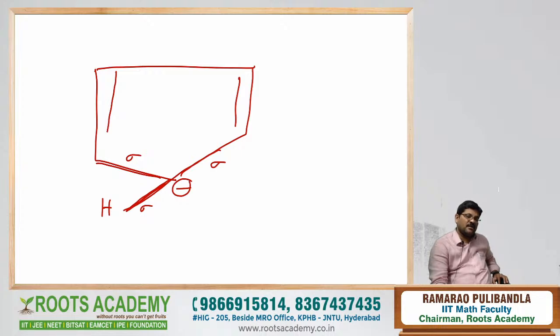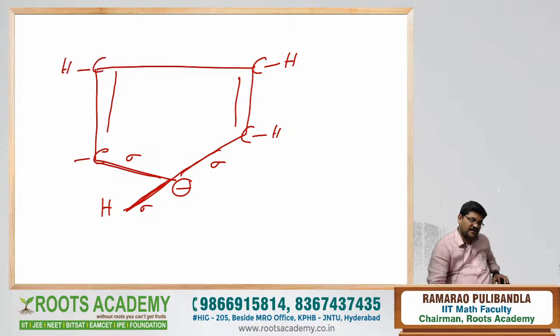That is a sigma bond. That is a negative charge. Again there is a pi bond. Here CH is there, here CH is there. Now check out the example.